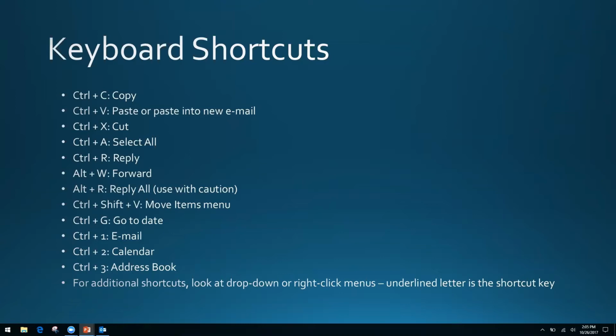So a couple of other shortcuts that are unique to Outlook. To automatically reply to an email that you have selected, you can use Control-R. Alt-W is to forward an email. Alt-R is to reply all. I say use with caution. A lot of people do not need to reply all the time, and you can get yourself into a little bit of trouble if you are replying all to things that maybe you should not be passing along to everybody, so use that one with caution. Control-R for reply is probably the better choice, unless you know for sure that everybody needs the information that you are sharing.